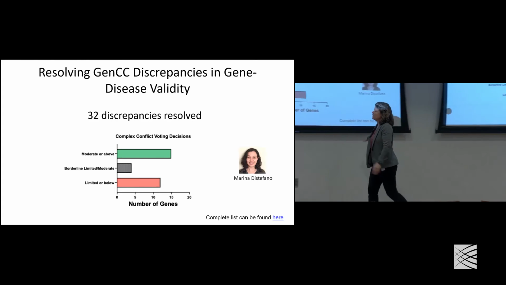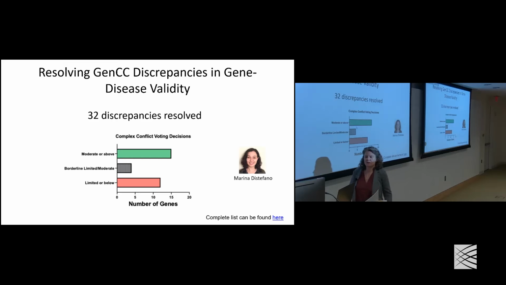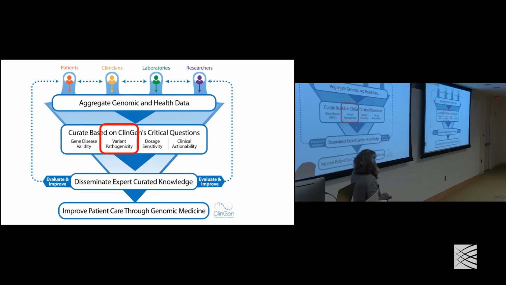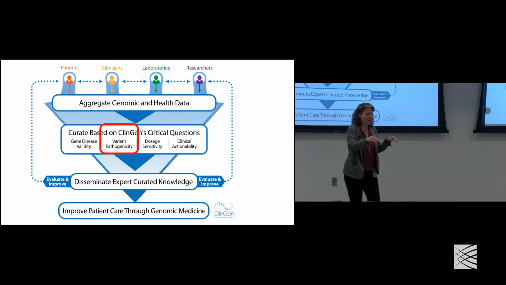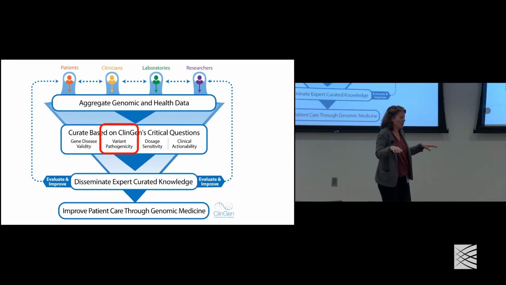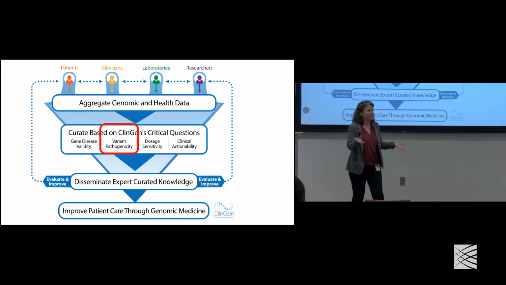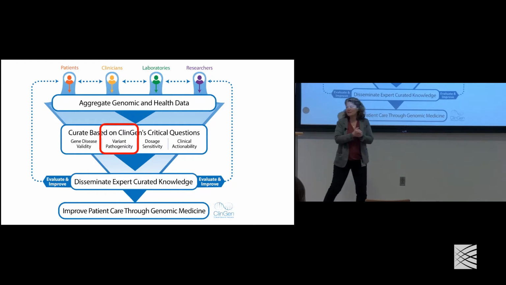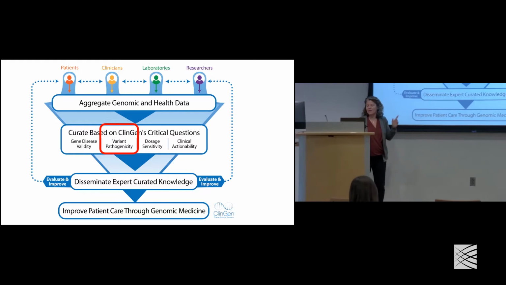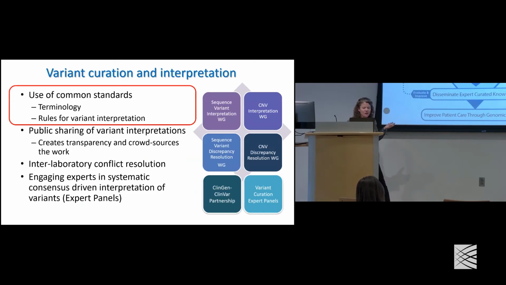So that's what we've been doing. We've now resolved 32 discrepancies, and Marina has a nice list that she maintains of all of the discrepancy resolutions. And then we're going to work on GenCC actually being a submitter to that database so that we can show when we've resolved a difference. Okay, so that's everything I want to say about genes. Now I'm going to move to variant classification.